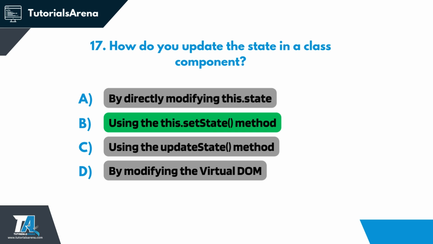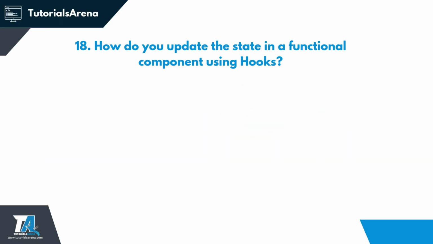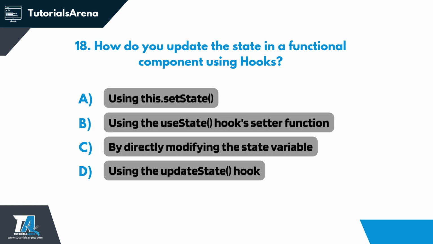Moving on to the next question. Question 18. How do you update the state in a functional component using hooks? The options are option A, using this.setState. Option B, using the useState hook setter function. Option C, by directly modifying the state variable. Option D, using the updateState hook. The correct answer is option B, using the useState hook setter function.